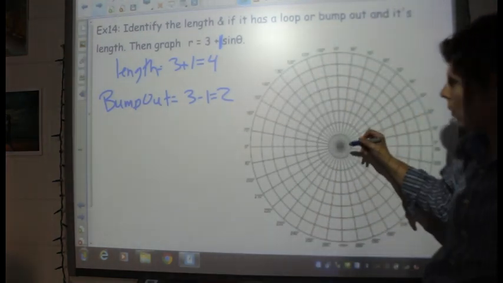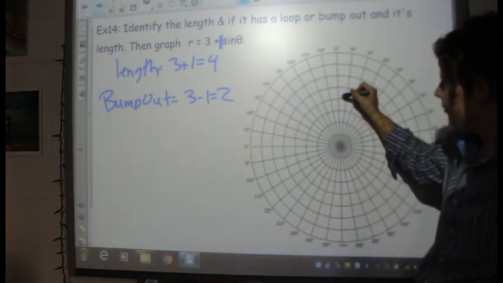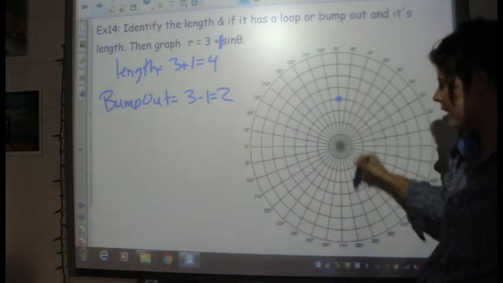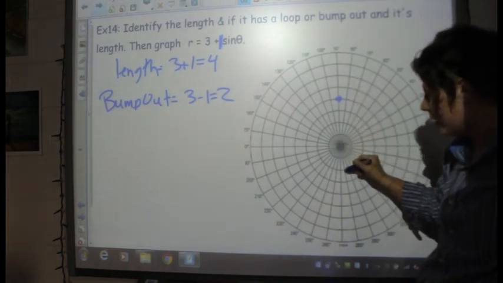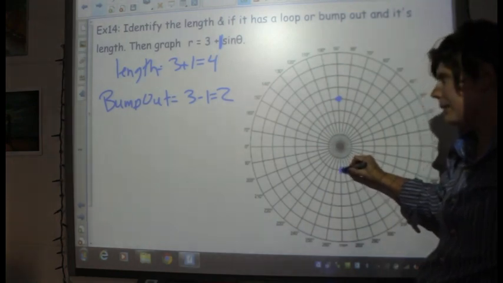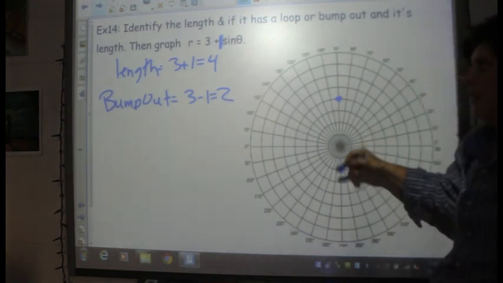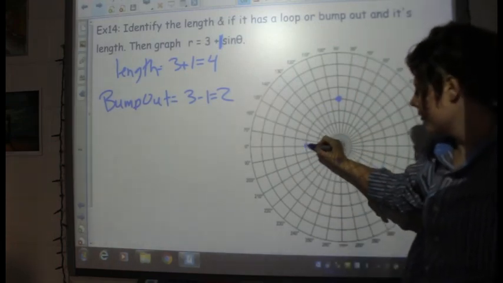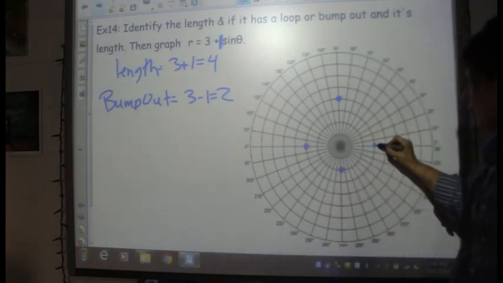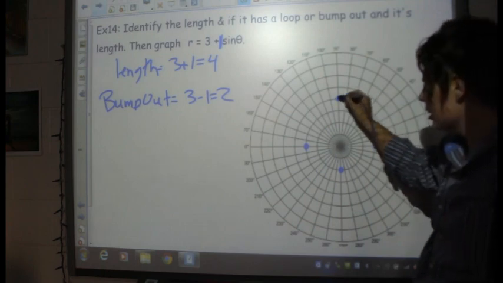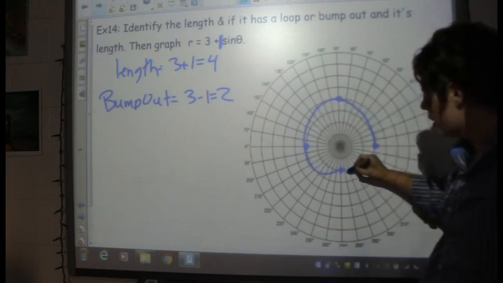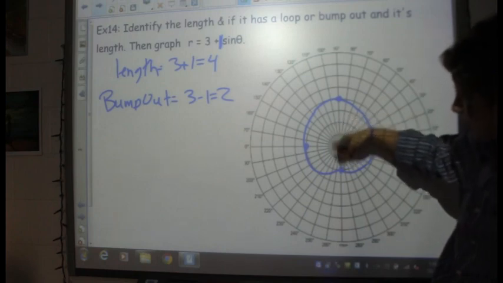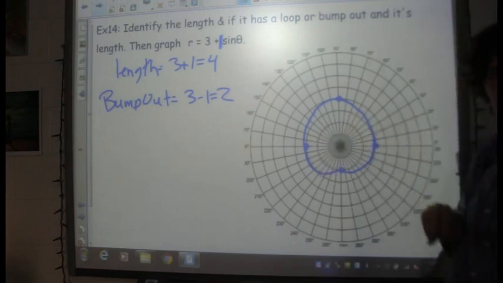So I start from the pole, and I count 1, 2, 3, 4, and have a dot. Remember, my bump out goes the opposite direction, so I don't count out 1. I count out 2 in the opposite direction. Then my width is going to be 3, so 1, 2, 3 to the left, 1, 2, 3 to the right. And again, it almost looks like a circle or a cardioid that's just been pushed out, where they take what usually comes in and they just push it out, and it makes a little dimple there.